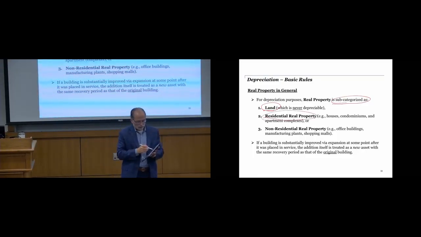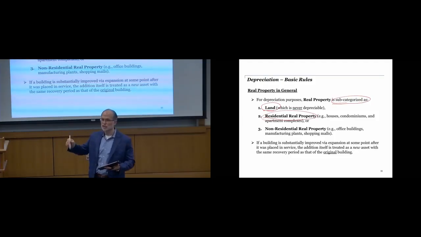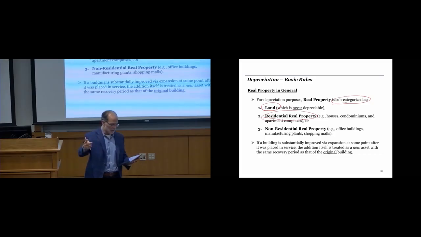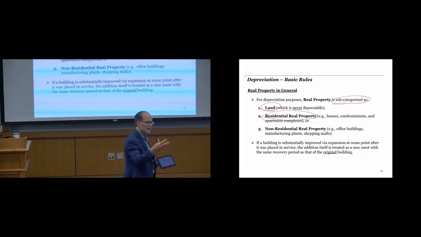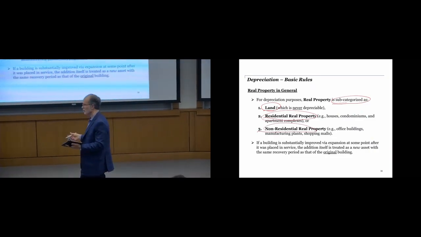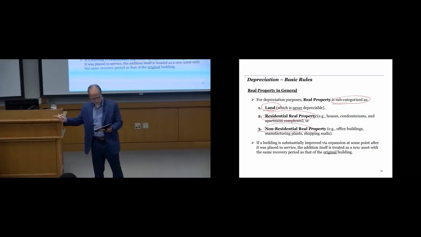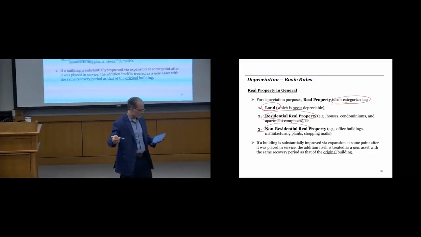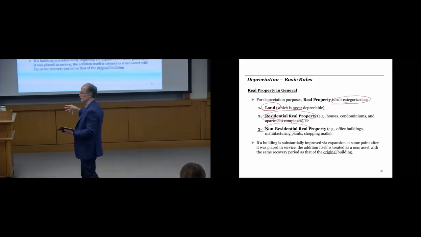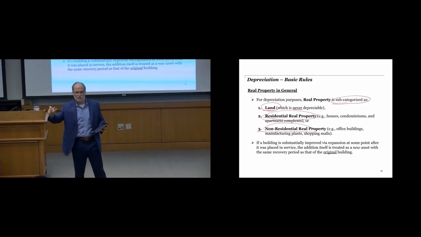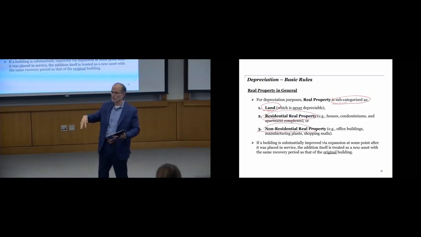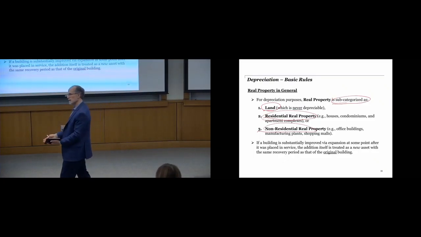Then we have our second category, which is residential real property. This is where people live. Houses, condominiums, apartment complexes. That's residential real property. You can imagine what is non-residential real property. People don't live there. Offices. You're not going to live in your office. You shouldn't live in your office. Manufacturing plants, shopping malls, those types of locations are non-residential real property. So that's the buildings, the things that are permanently affixed to the land, but not the land itself, not the dirt itself.